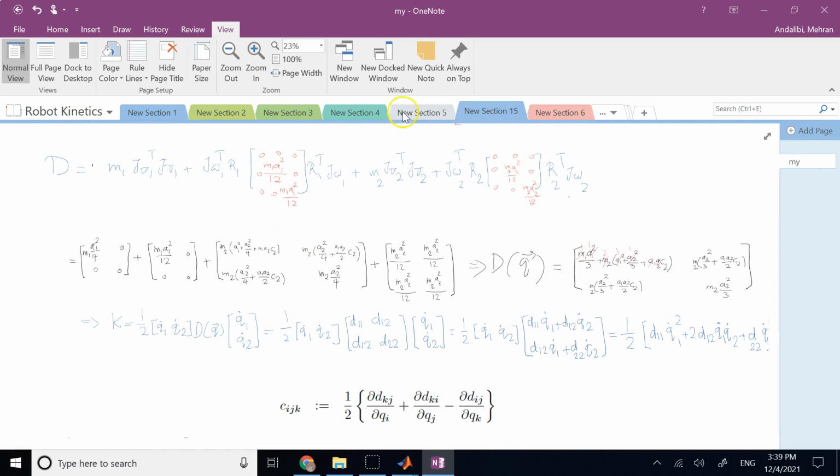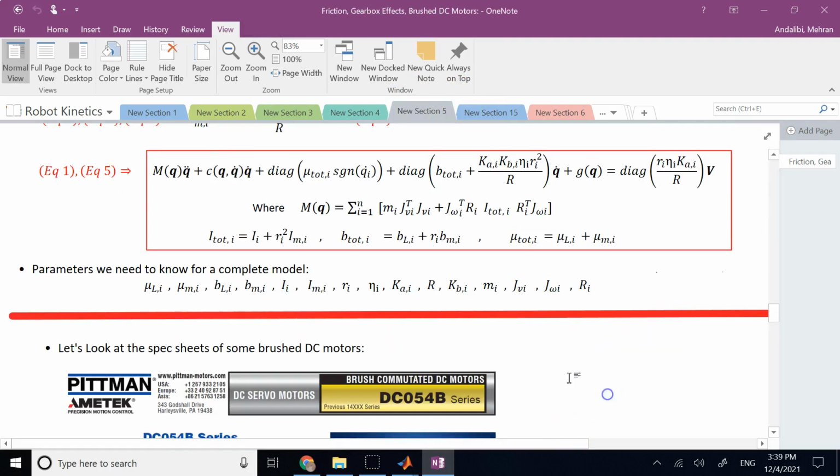But then in this video, I explained that when you consider the effect of the gearbox, D becomes M, where M has some extra terms, and those extra terms show themselves in terms of the effects of the gearbox, because now, as you can see, the term that goes between J_omega transpose and J_omega is I total, and I total for link i is the I of link i plus the speed ratio or the gearbox ratio of gearbox i squared times the inertia of the motor at link i, right?